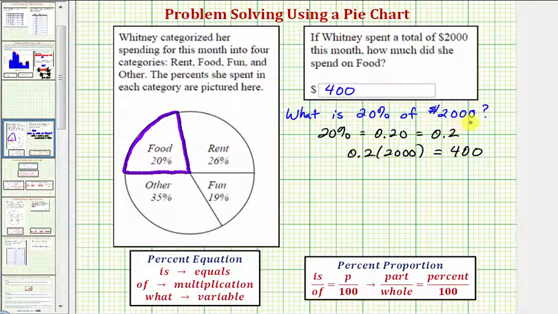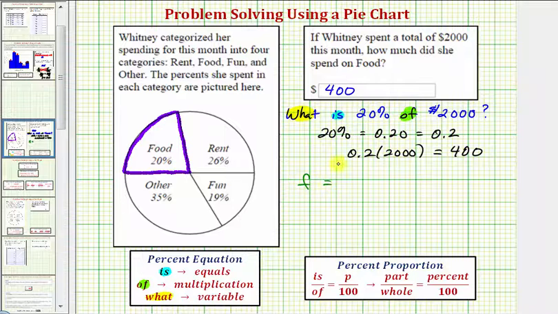Let's also show how to set this up using a percent equation and a percent proportion. For the percent equation, the word is means equals, the word of means multiplication, and the word what represents the unknown or the variable. So for our percent equation, because the first word is what, we write down the variable, the unknown, which represents the amount of money spent on food this month. So let's use the variable f.